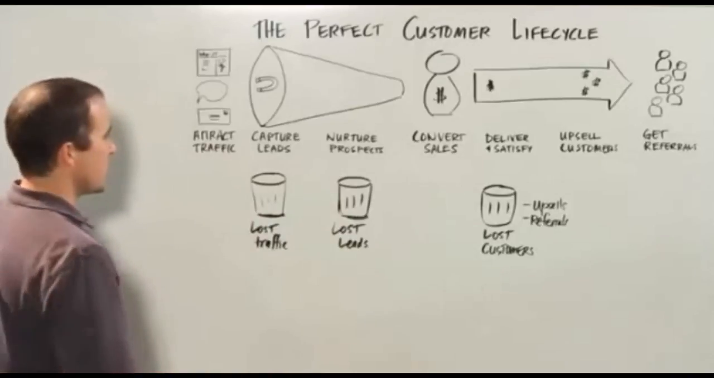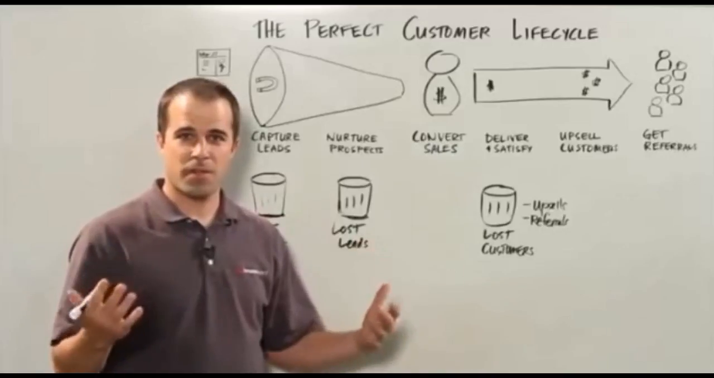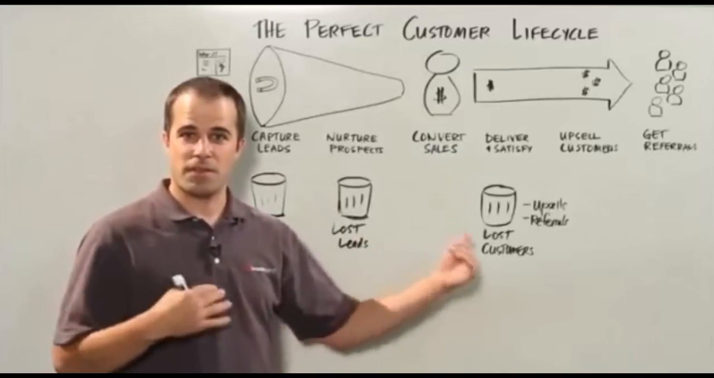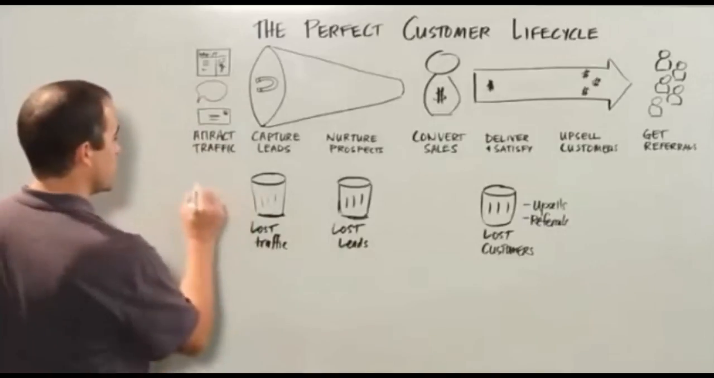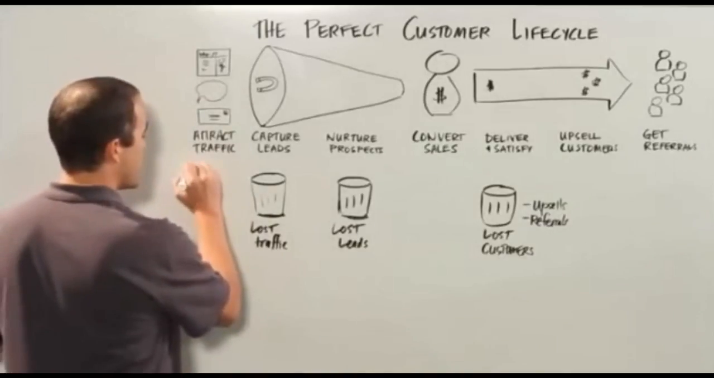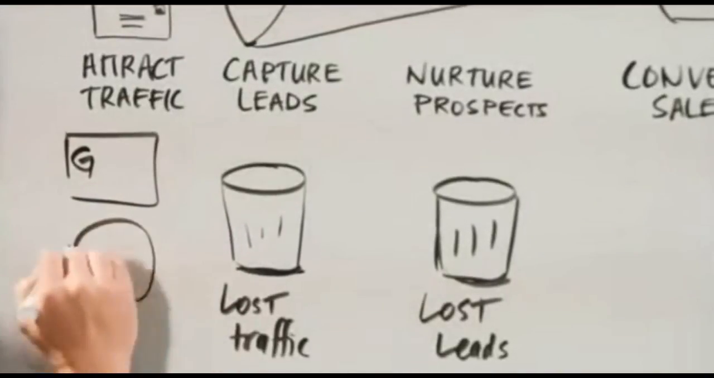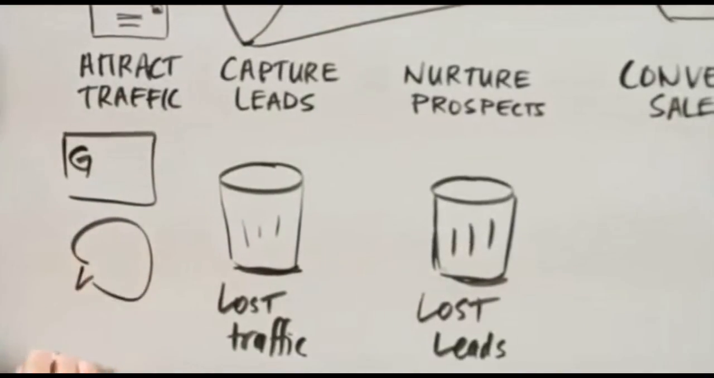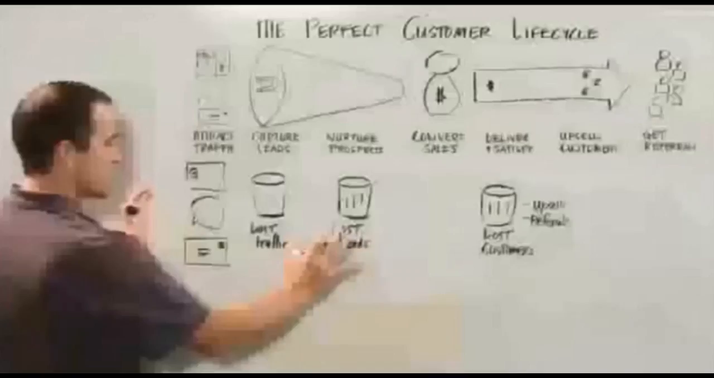Okay? So, the perfect customer lifecycle from a high level is a framework for thinking about your marketing, and it includes 7 different phases. We'll talk about each one right now. The first phase is attracting traffic. We'll do online advertising, maybe through Google AdWords or search engine optimization. We'll have word of mouth going on with our customers. Maybe we'll do some offline marketing. Whatever the sources of traffic that you pick will create interest in our company.